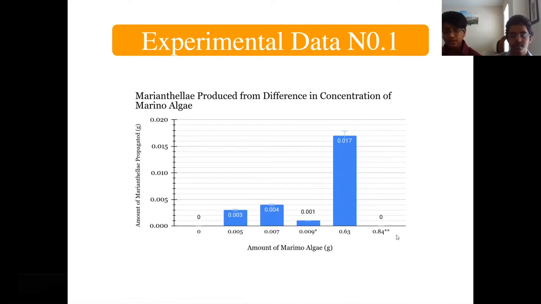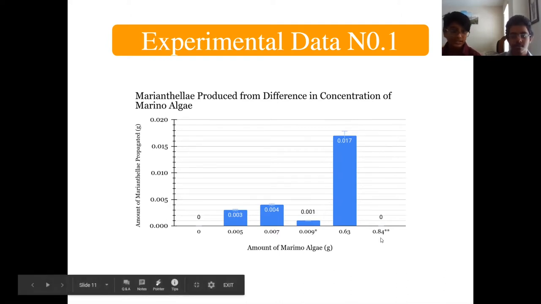After increasing Marimo from here, at 0.97 grams of Marimo algae, there was zero Marientli produced. At 1.44 grams of Marimo algae, my bad, there was zero Marientli produced. So, Chris is going to talk to you about another graph here.